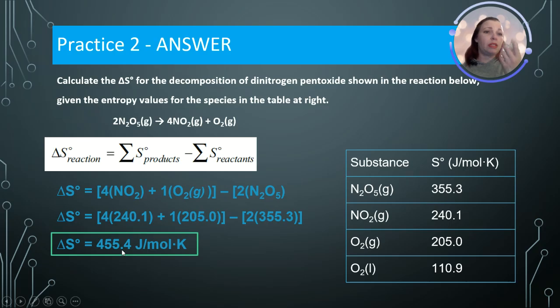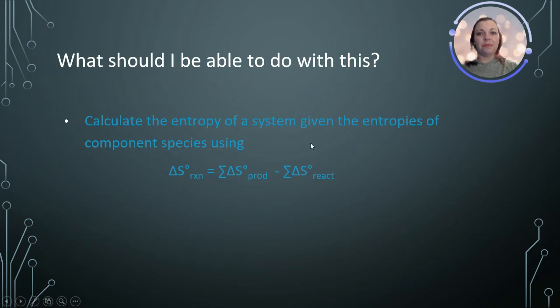So then the question is, does this make sense? We want to do a quick check of our work. We started with 2 moles of gas in our reactants, and we ended with 5 moles of gas in our products, which means that we are going towards a greater number of moles of gas, which means that we would expect our entropy to increase and be a positive value, which is what we saw. And so this answer does make sense.